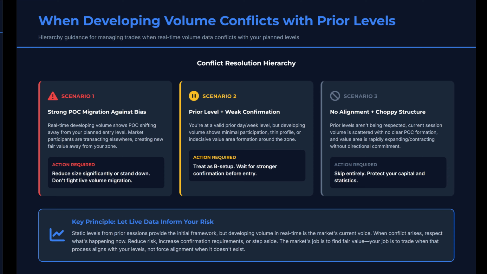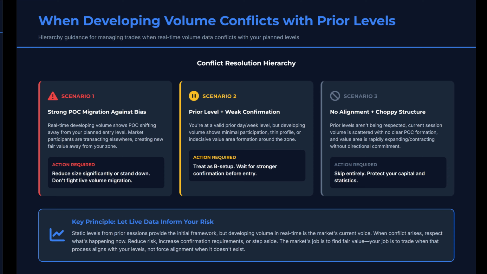The trend is bullish on higher time frames. Everything looks aligned on paper. But then, as the NY session develops, you watch your fixed range volume profile with extend right and something unexpected happens. The POC isn't forming at 45.25. Instead, it's migrating down to 45.20 or worse, down to 45.15. Volume is building away from your planned level.